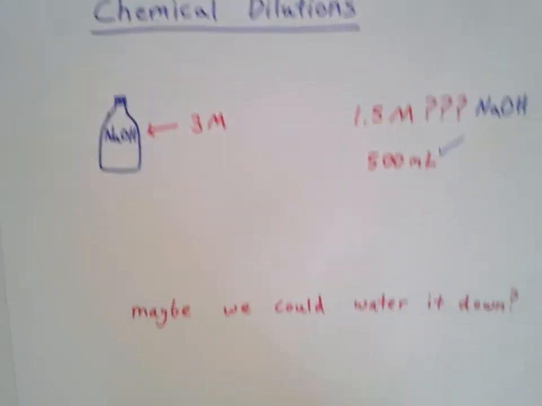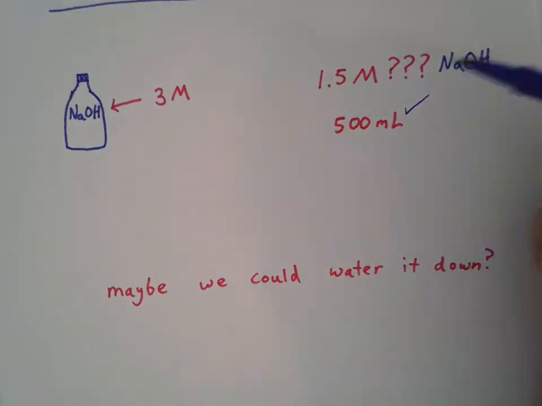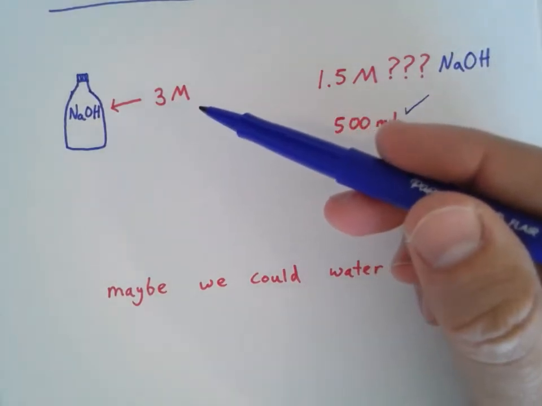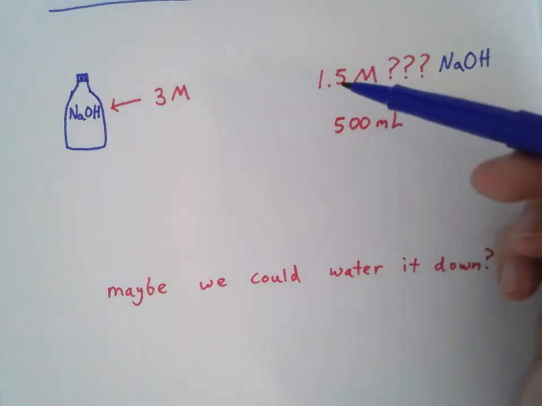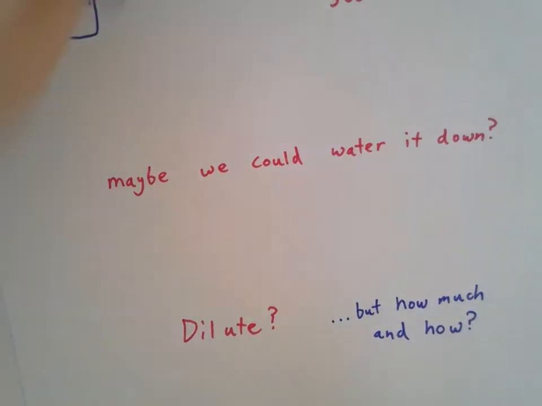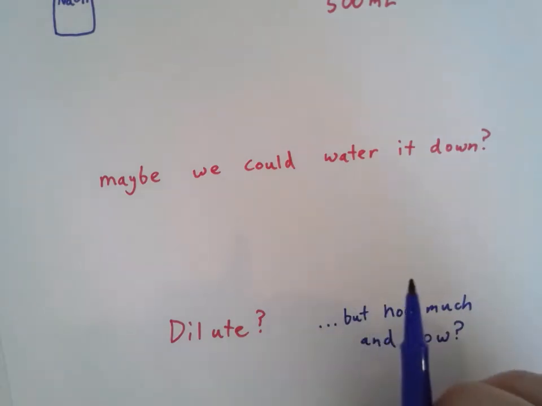Well, maybe we could water it down. If we could water this down or make this 3 molar less concentrated, we could actually dilute it down to 1.5. So we're going to dilute. The next problem we're going to encounter is, okay, but how do we do it? How much? What are we going to do? So it seems pretty obvious we're going to have to make the 3 molar less concentrated. We could do that by adding more solvent or more water, but we need to know precisely what needs to be done.